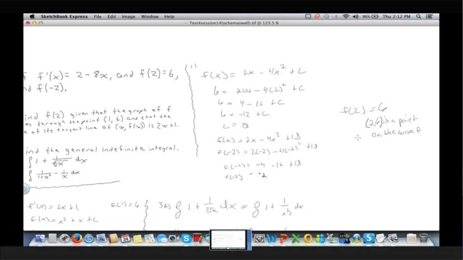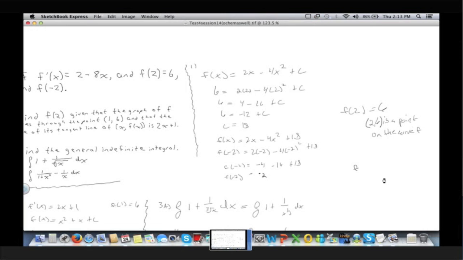So suppose someone tells you that 2, 6 is a point on the curve f. If someone says that 2, 6 is a point on the curve f, how would you write that as an equation? F of 2 equals 6. That's what was really giving us trouble yesterday, right? They had given us this information.